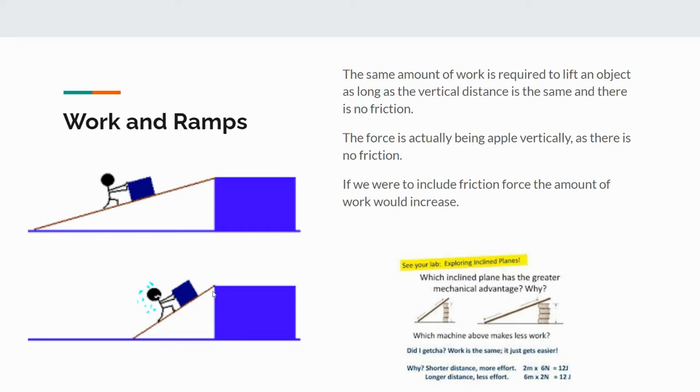Now if you were to include friction in this, the amount of force or the amount of work would actually increase. However, we're excluding friction. And if you think about it, most of the time when we use a ramp, a ramp is actually an example of a simple machine. And we're going to talk about simple machines next. A ramp is an example of a simple machine.